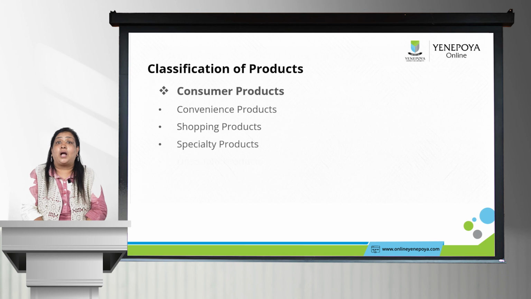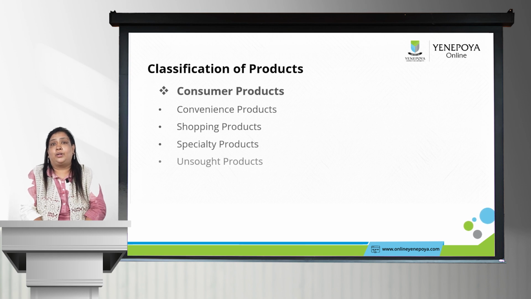And the fourth one is unsought products. Consumers don't usually think about them, and they are purchased when the need arises. The examples are life insurance and funeral services, and the main marketing focus is aggressive advertising and personal selling. The second category is industrial products. These are used in business operations, not for personal use.